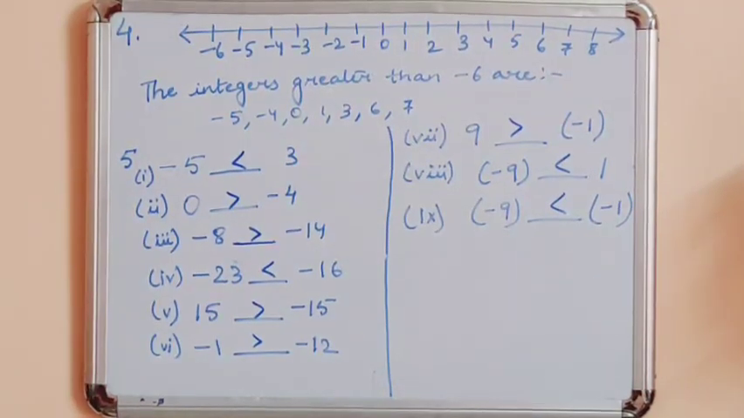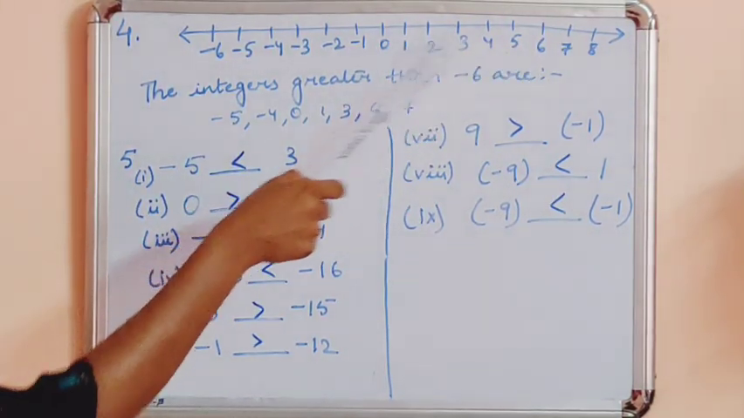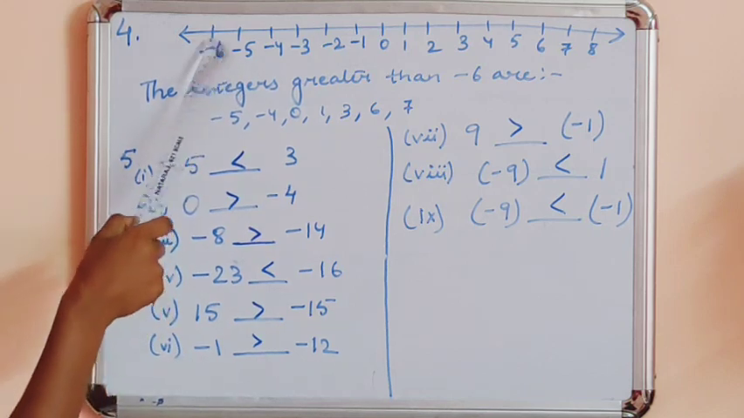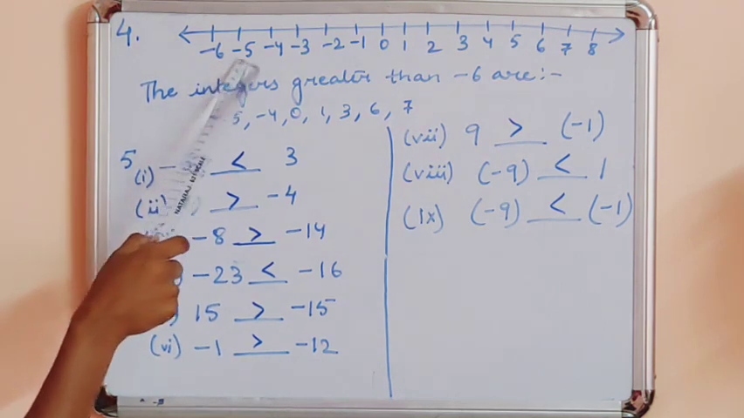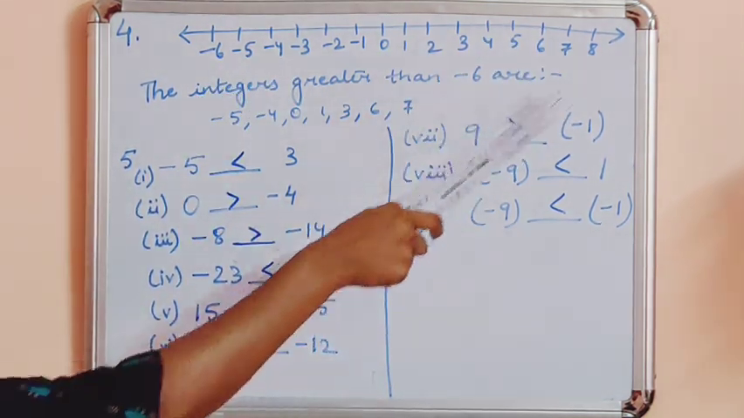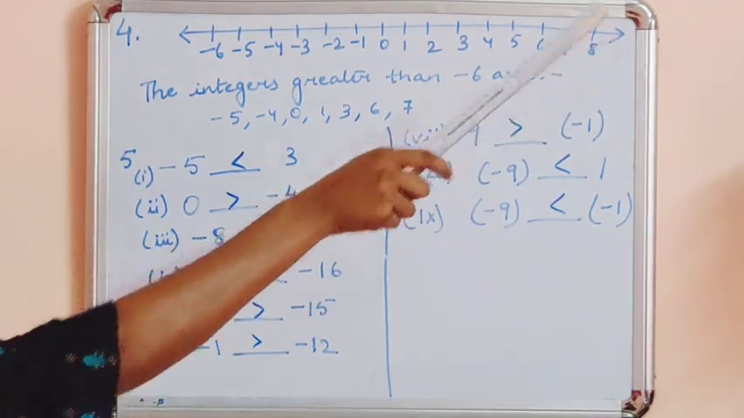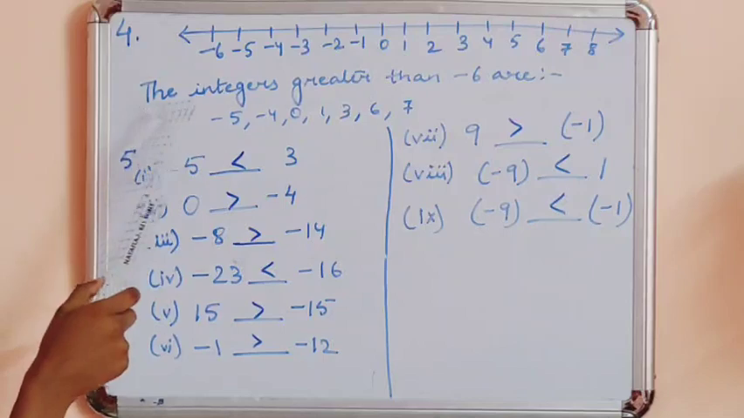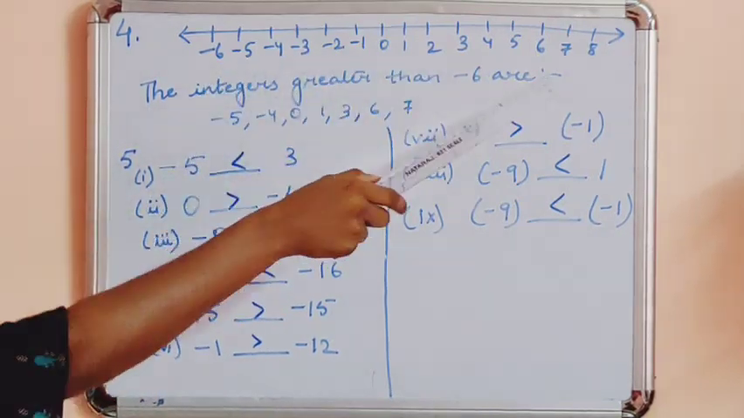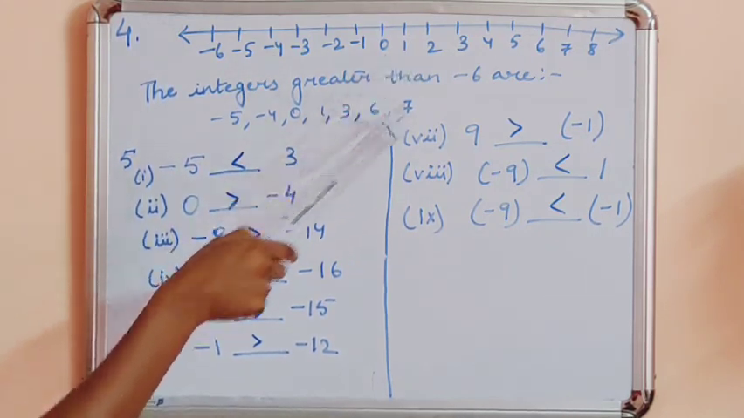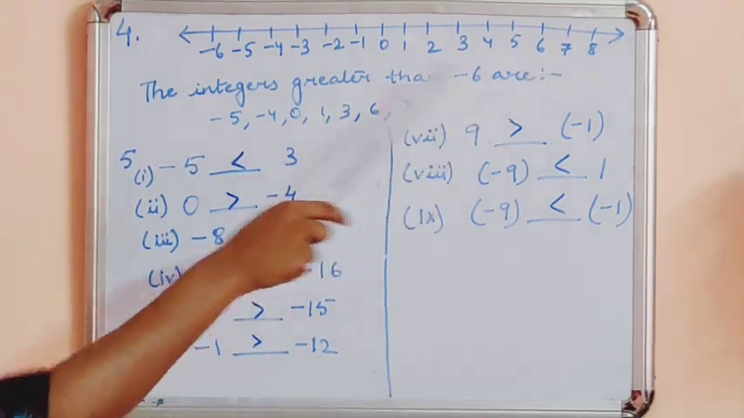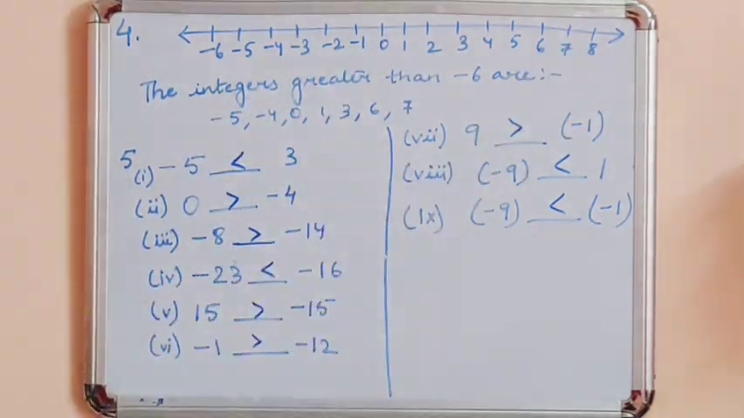Question number 4. Write 7 integers each greater than minus 6. See, if you look at the number line, the integers which are greater than minus 6 will appear on the right side of minus 6. So all these integers are greater than minus 6 and this will go on. You can use any numbers after 8 also. You can write any 7 numbers out of these. So I have written minus 5, minus 4, 0, 1, 3, 6, 7. You can write any 7 numbers starting from minus 5 and including all the positive integers.